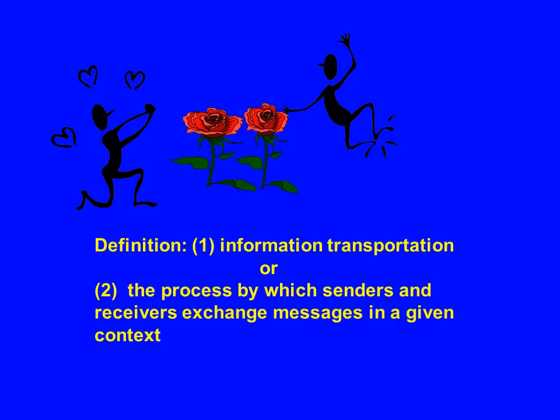But anyway, information transportation. More often in the human communication process, we're more interested in definition 2, which I've provided here: the process by which senders and receivers exchange messages in a given context. And when I use the word communication, and as many of my colleagues do, you can change the wording around a little bit, but generally this is what we're talking about: senders and receivers who exchange messages in a given context.